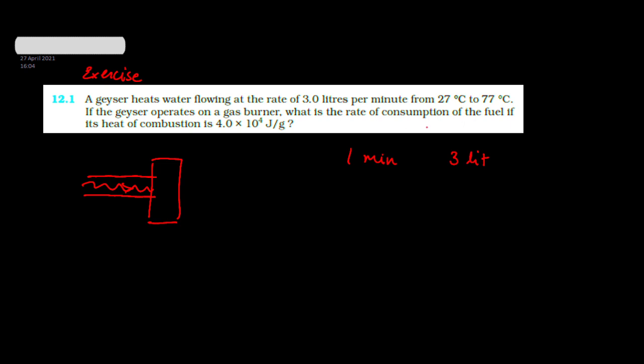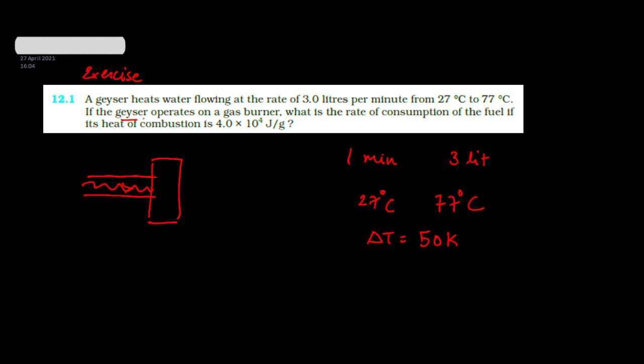that water from 27 degrees Celsius to 77 degrees Celsius. Right? So how much is delta T? Yes, 50 degrees Celsius or 50 Kelvin, whichever you like, no problem. So let's continue further.